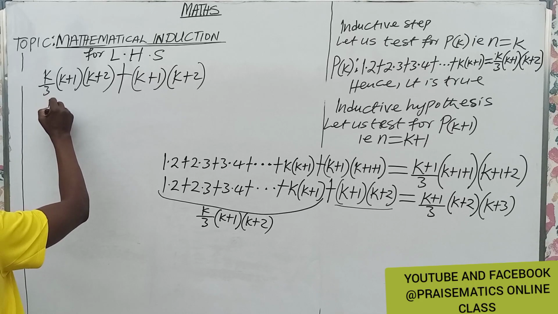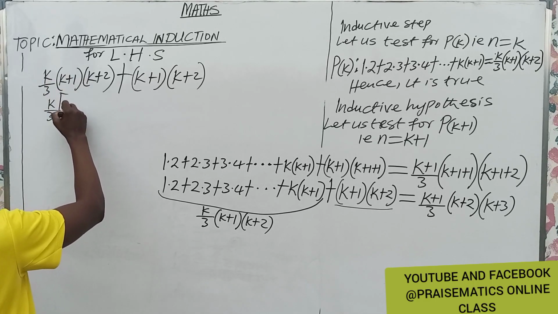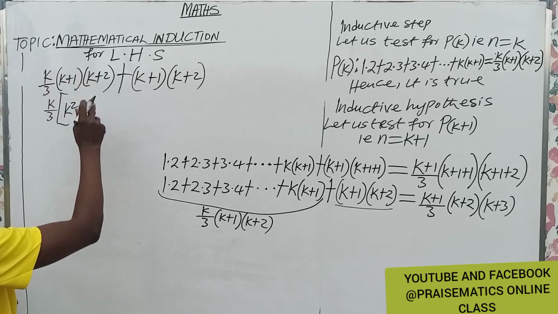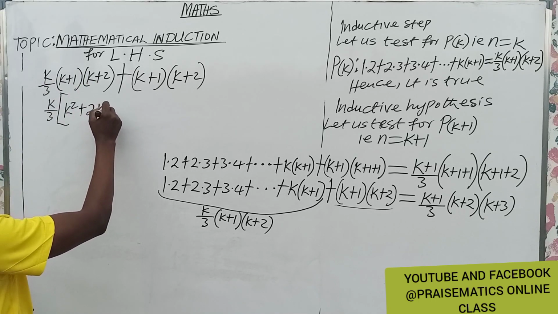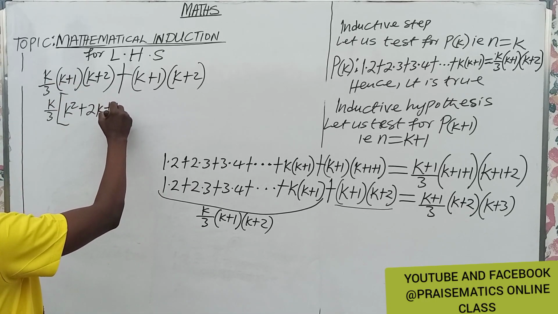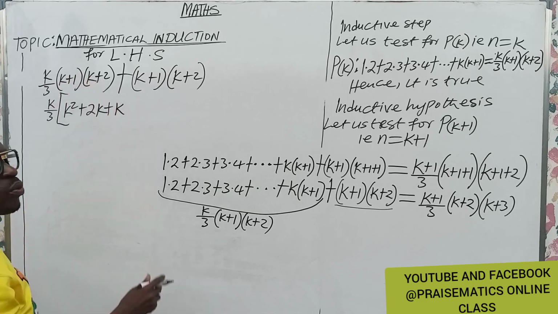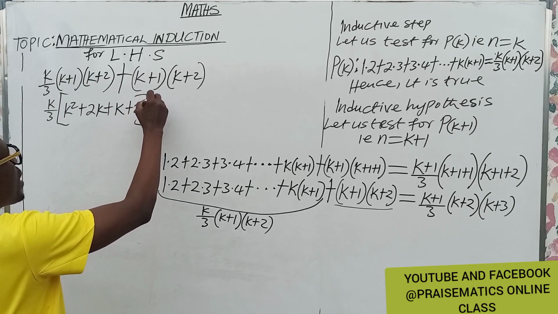We have k over 3 in bracket. k times k will give us k square. k times 2 will give us plus 2k. 1 times k, which is plus k. 1 times 2, which is plus 2. Close the bracket.